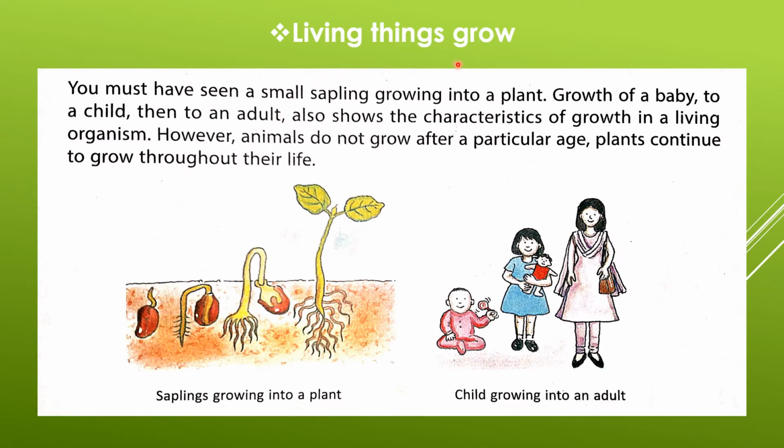Living things grow. You must have seen a small sapling growing into a plant. Growth of a baby to a child, then to an adult, also shows the characteristics of growth in a living organism. However, animals do not grow after a particular age. Plants continue to grow throughout their life.